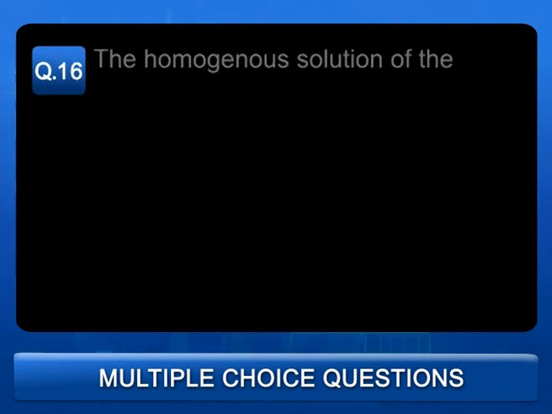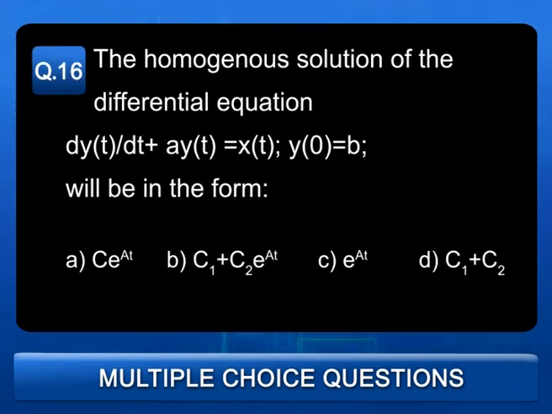Now let's look at question number 16. The homogeneous solution of the differential equation dy of t by dt plus a y of t is equal to x of t, y of 0 is equal to b, will be in the form A. C e to the power of at, B. C1 plus C2 e to the power of at, C. C e to the power of at plus D, D. C1 plus C2. The answer is A. It will be C multiplied by exponential signal e to the power of at. So this is a homogeneous solution of a differential equation.